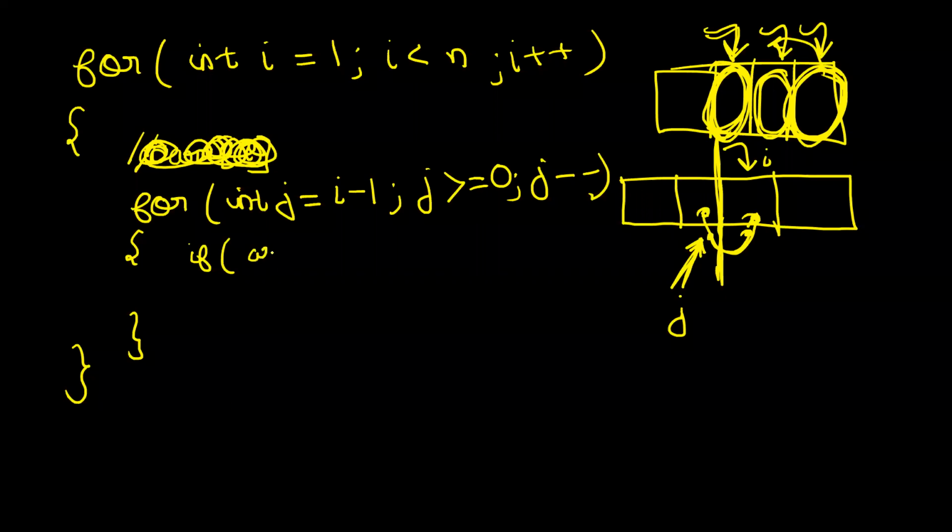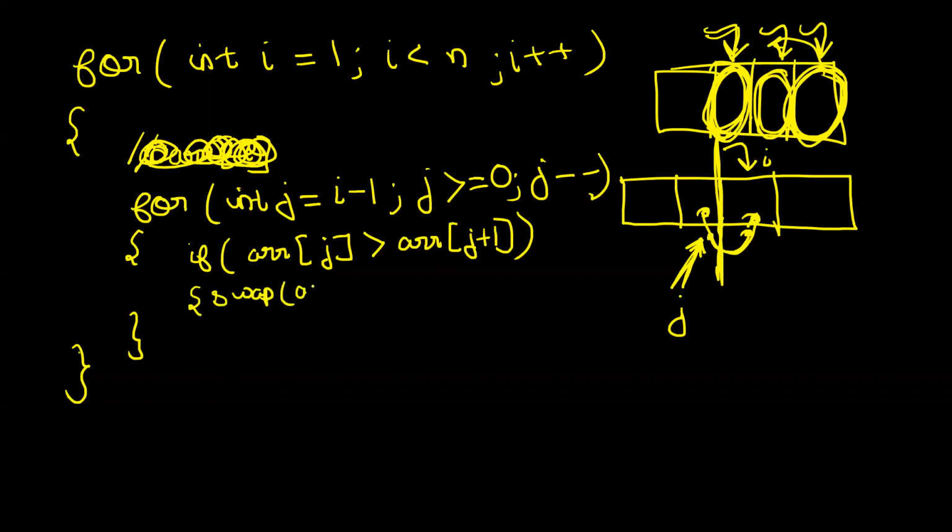So I check. If ARR of j is greater than ARR of j plus 1, what should I do, guys? I will swap. What two elements? I will swap ARR of j with ARR of j plus 1. Swap done, and then you will do a j minus minus.